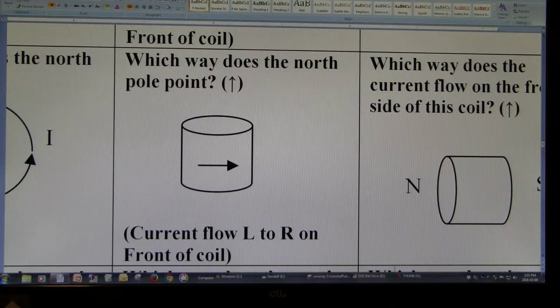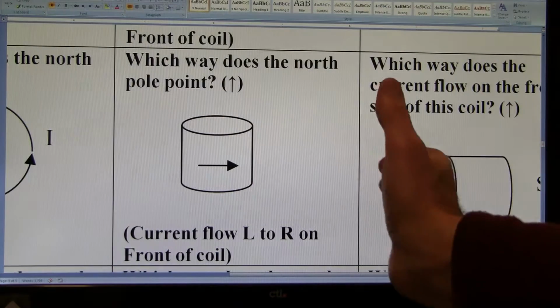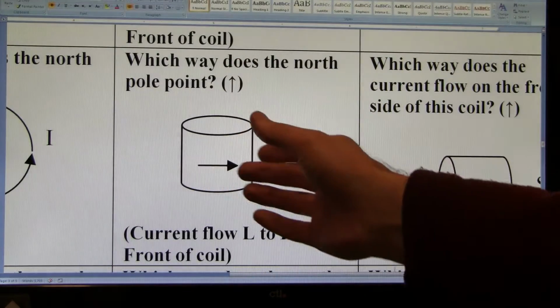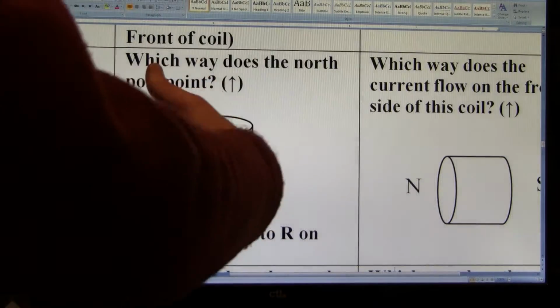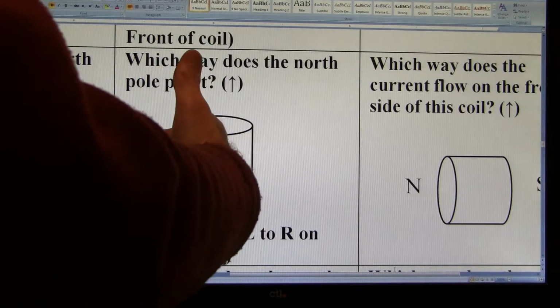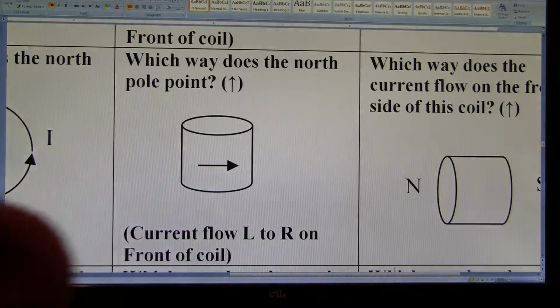Okay, which way does the North Pole point? Well, if the current is flowing to the right on the front of the coil, let's see if I can stand on the other side here. If the current's flowing to the right, then the North Pole will be the top side there.